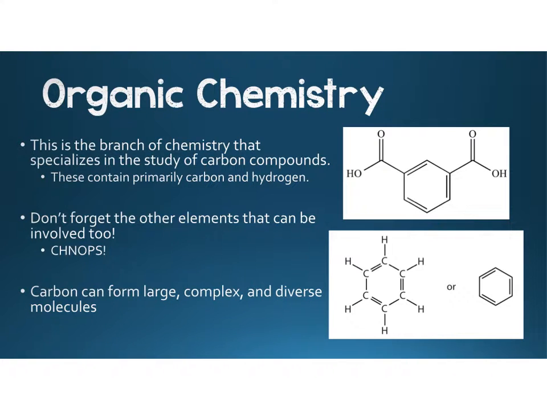All of these groups of carbon compounds are part of a branch of chemistry that specializes only in the study of carbon-based compounds. These compounds contain primarily carbon and hydrogen. Those are the most used elements in these compounds. There are other elements that can be involved, especially CHNOPS, which we've talked about before, the other elements of life. But this branch of chemistry is called organic chemistry, and it centers around carbon.